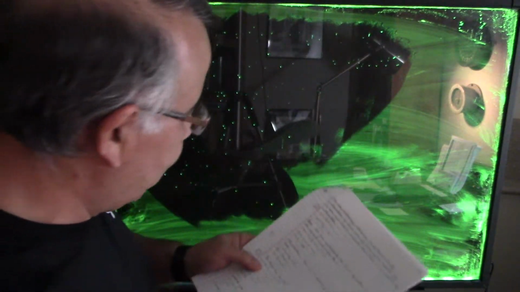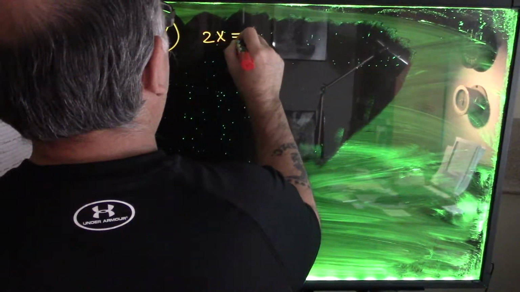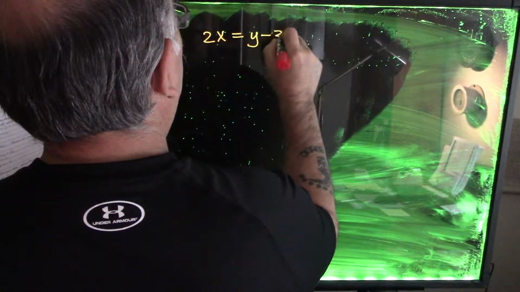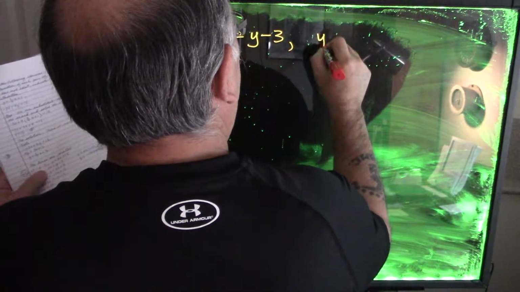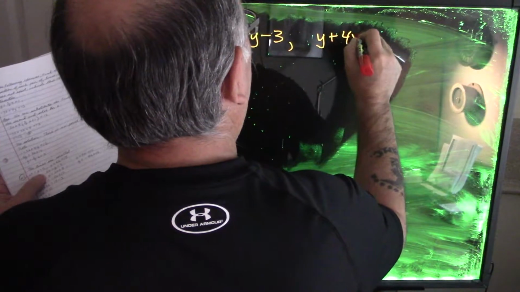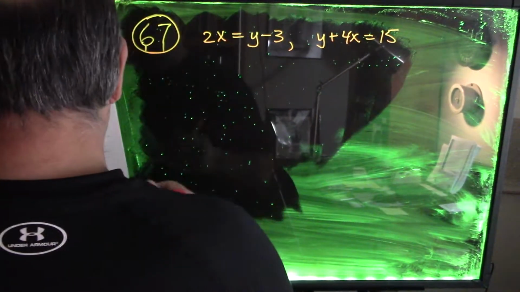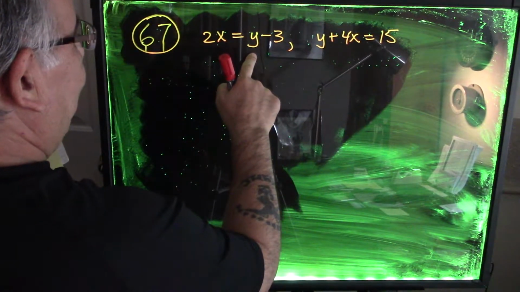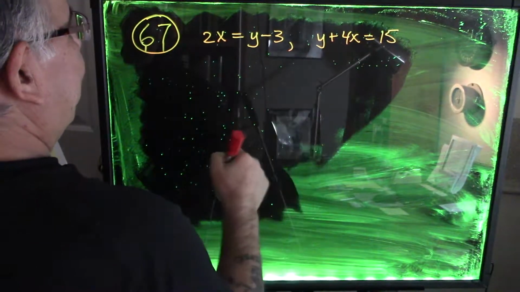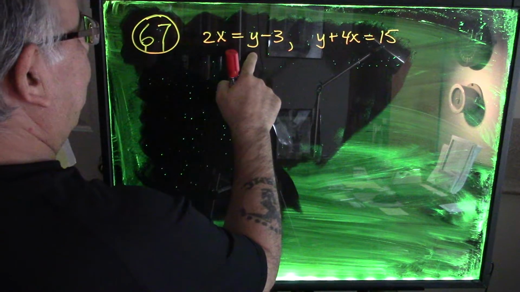Number 67. We have 2x equals y minus 3 and y plus 4x equals 15. So what I'm going to do is isolate the y on this one and that one, so it's easy to see the slopes and we can go from there.